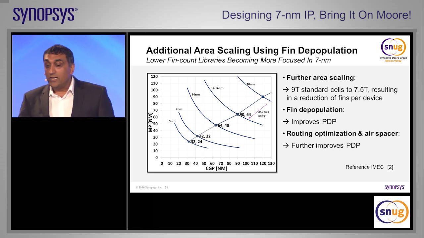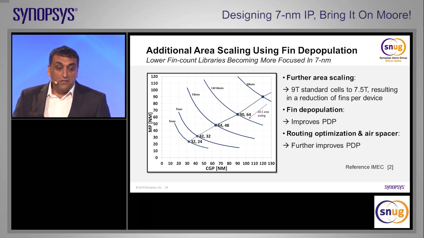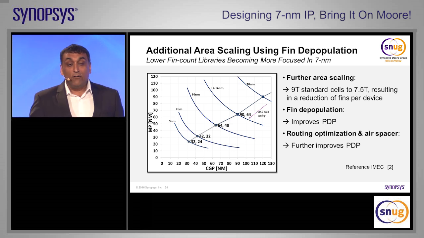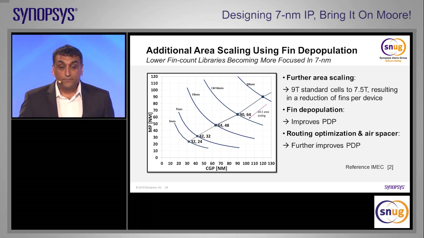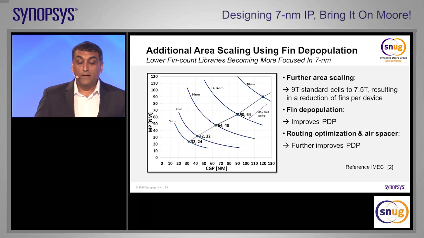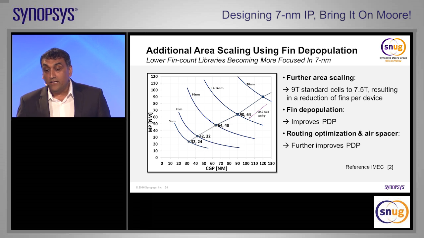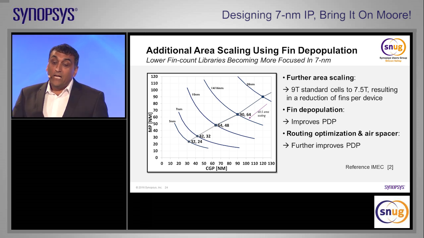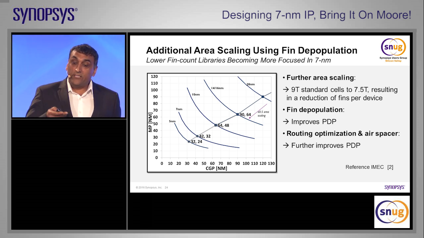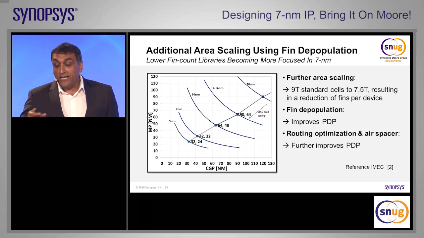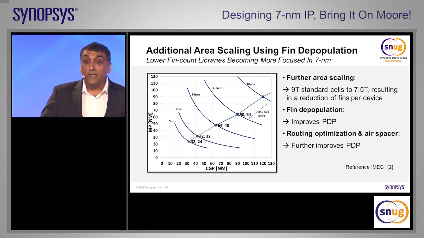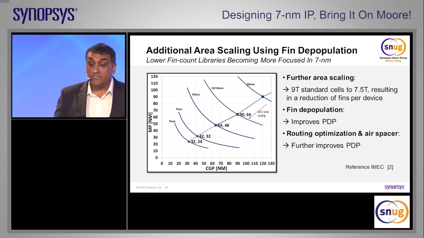There are further interesting things that are happening. People are starting to use routing optimization, air spacers. That also helps to improve the power delay product. Towards the end of the presentation, I'll show you some interesting work I got from Qualcomm. They were very happy to allow me to show that information, where they actually trade off different types of routing optimization with air spacers to improve the PDP for 2 different types of 7-nanometer technology.